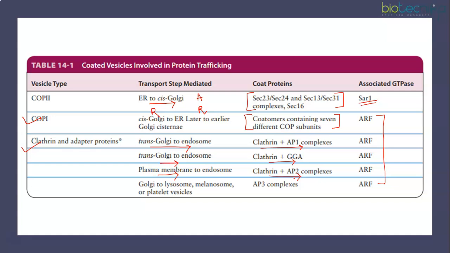So remember the difference. If it is from the Golgi compartment to lysosome, melanosome and so on, then remember it is the AP3 complex. So this table is also important from the examination point of view.